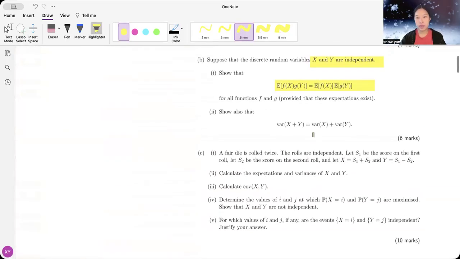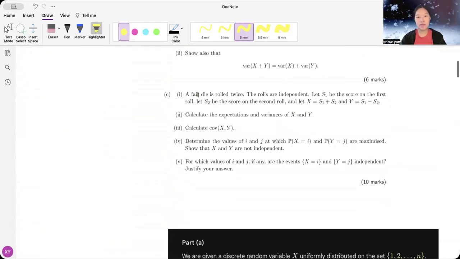For part C, we're asked in the first part, a fair die is rolled twice. The rolls are independent. Let S1 be the score on the first roll, S2 be the score on the second roll. Let X equals S1 plus S2, and Y equals S1 minus S2. It's kind of weird that, okay, yeah, they call it part 1, but it's just the info. So really the question starts on part 2. Calculate the expectation and variances of X and Y.